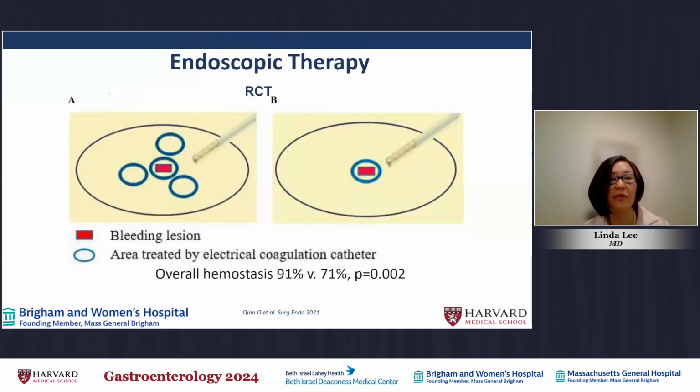Now let's talk a little bit about thermal therapy. This is an interesting randomized study where they randomized patients to treatment of 3 areas around the lesion with this BICAP device and then at the end treating right on the lesion, compared to just treating right on the lesion. And as you can see there, overall hemostasis was significantly higher with the former approach.